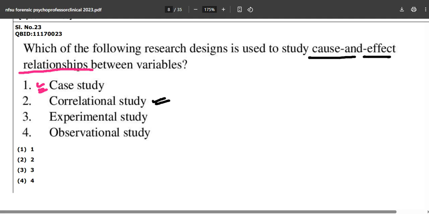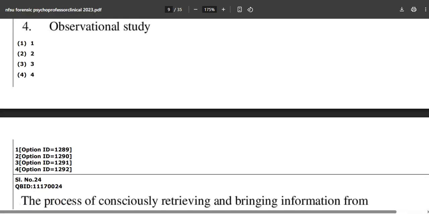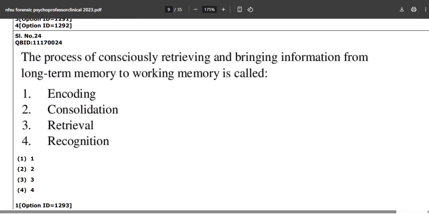In a correlational study, obviously not. An observational study also not possible. So the only option left is the experimental study, and this is very important for you.